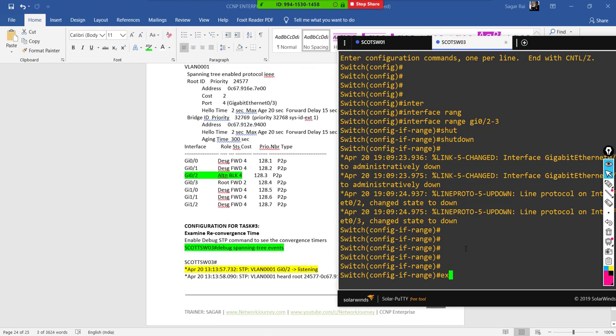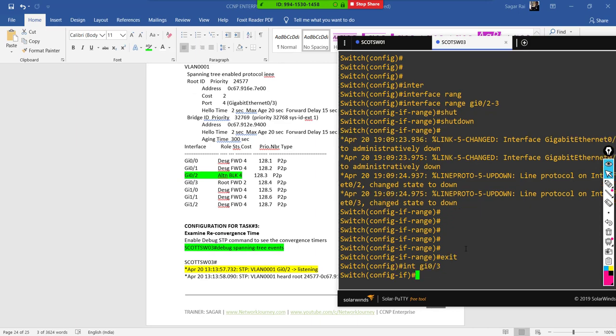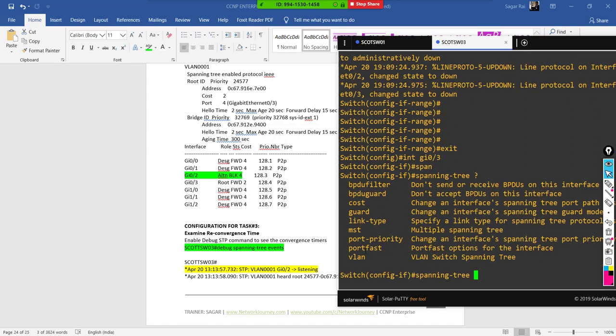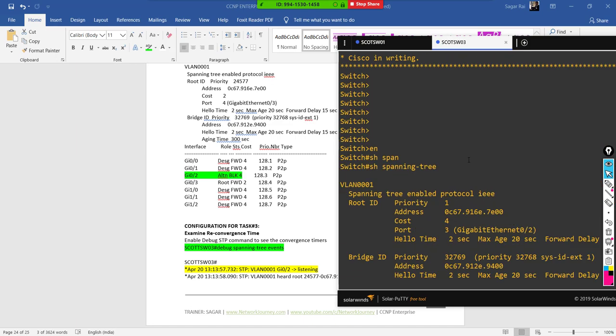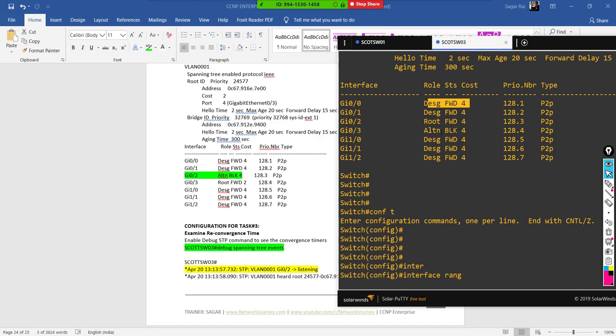So what I'll do is, I'll come out of this. I'll go to my 0/3, which is where I have to reduce the cost. So I'll say spanning-tree. Do we have cost? Yeah, we have cost. Now it's asking me for the path cost. By default, I think it's taking 4, right? So I have to give a port value which is less than 4. Then only it will be taken up.